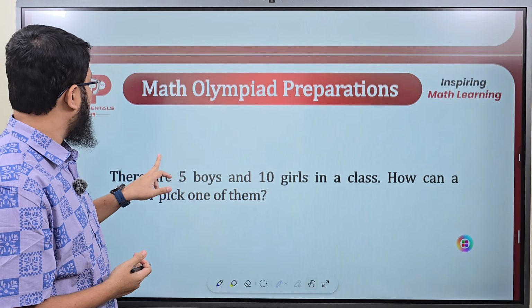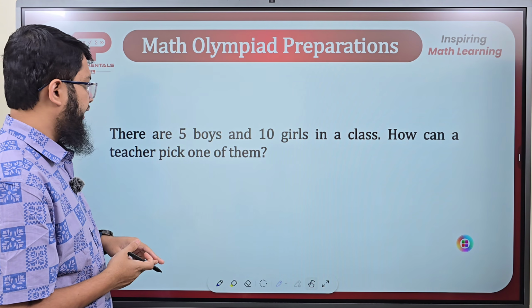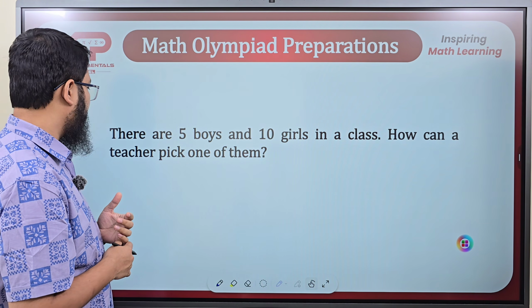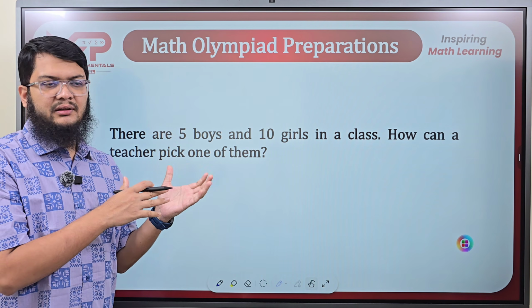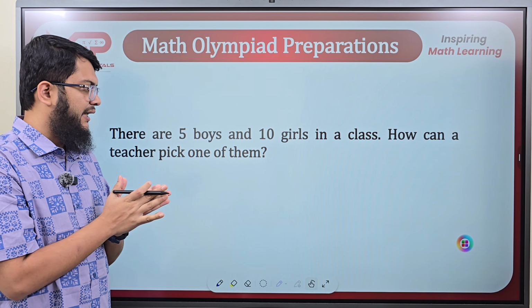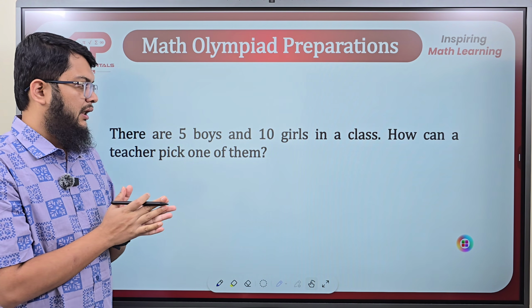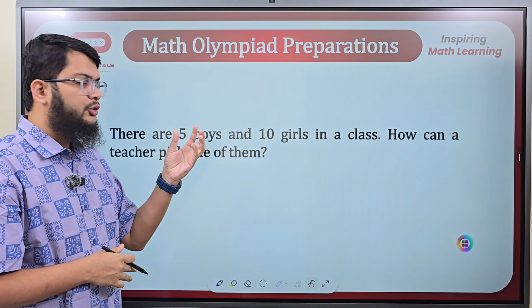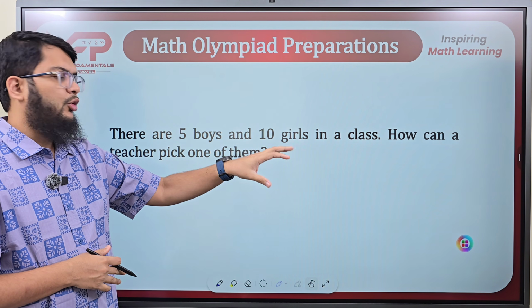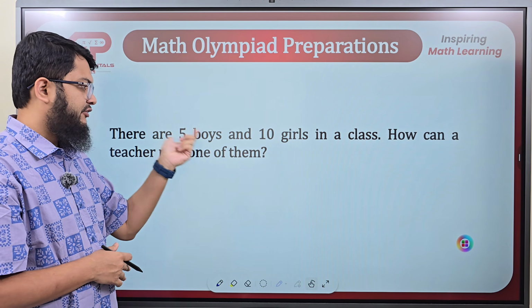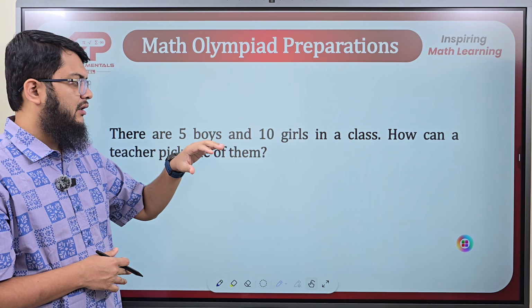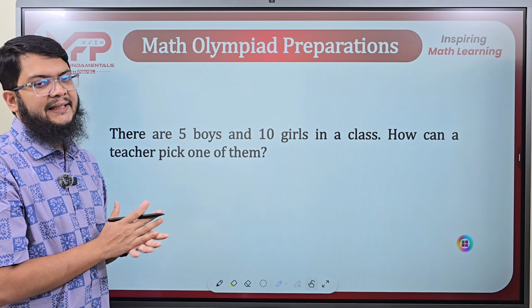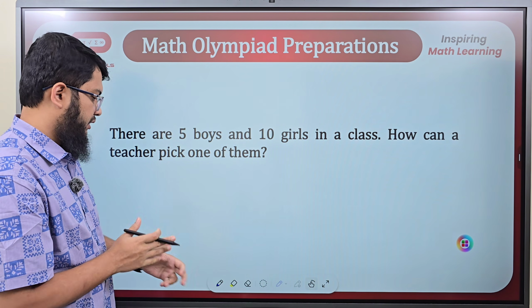Now let us solve another one. There are 5 boys and 10 girls in a class. How can a teacher pick one of them? I mean, the question specifically asks how many options the teacher has. Okay, so there are 5 boys. If the teacher chooses to pick one boy, then he has 5 options. But if the teacher chooses one girl, he has 10 options. So in total, he has 15 options.